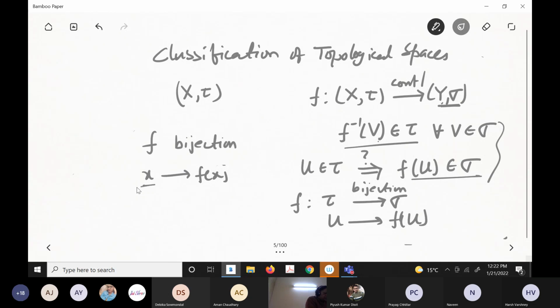Basically, an element you will call f(x), and an open set you call f(U), the new name. So if you forget f, then basically it is the same thing. So in this case, (X, tau) and (Y, sigma) will be the same. That means I am having a bijection between the elements, and not only that, I am having a bijection between the open sets. And in order to have it, I need the open map. And that is actually called homeomorphism. So let me first define the open map, this one.